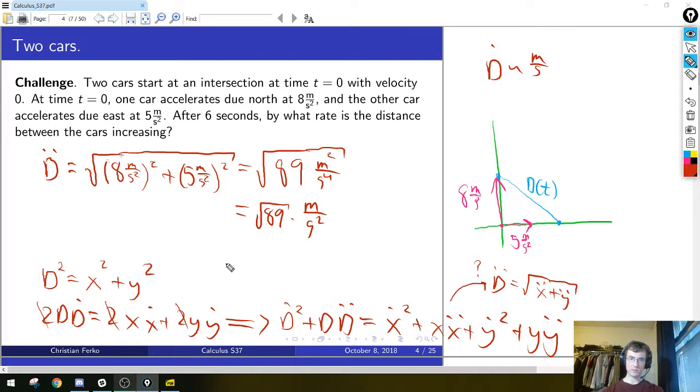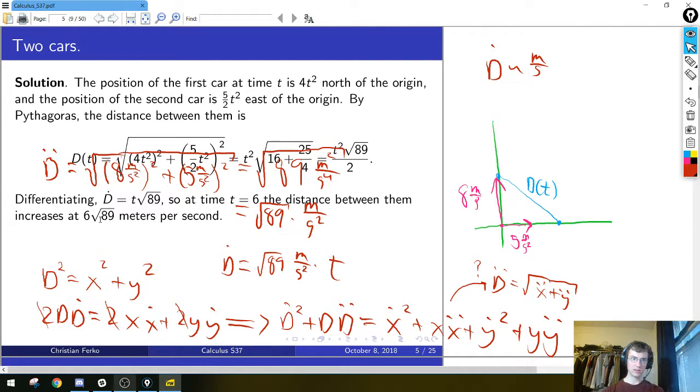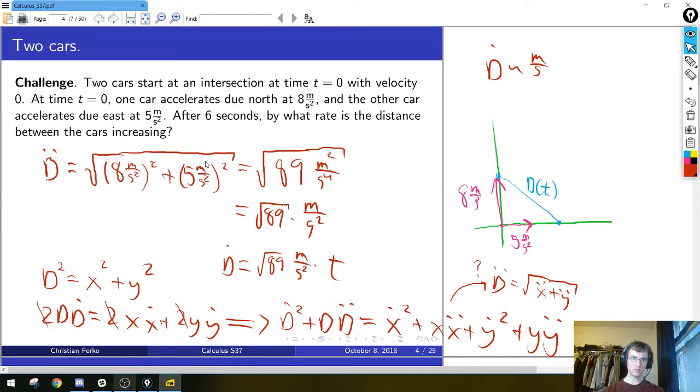So if this were our d double dot, then you would integrate and say d dot is supposed to be this thing times t, root 89 meters per second squared times t. And then I would plug in t equals 6 and get 6. Maybe that's actually true. I think the right answer is 6 root 89 meters per second. Why the hell does that work? I've confused myself. Do you have any thoughts or insights on this, since this was your proposal?